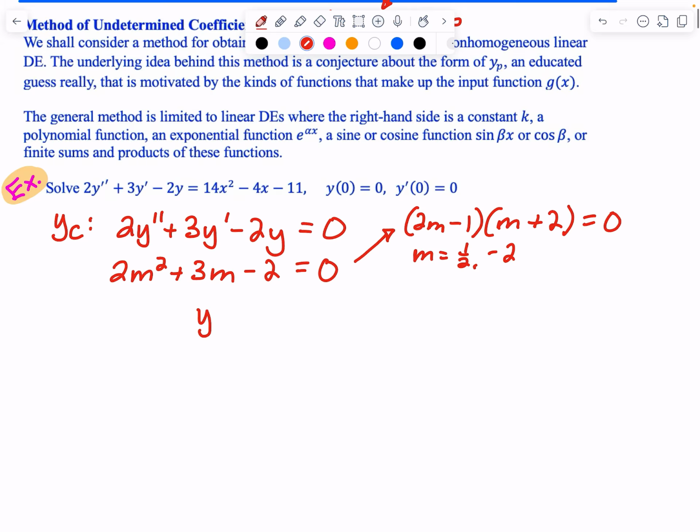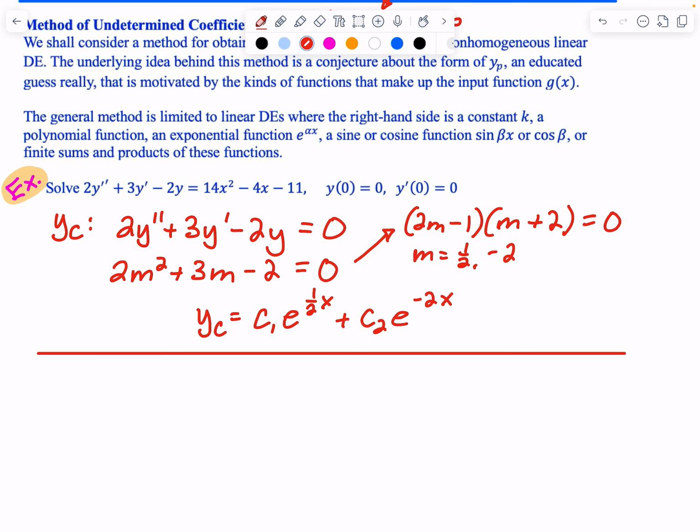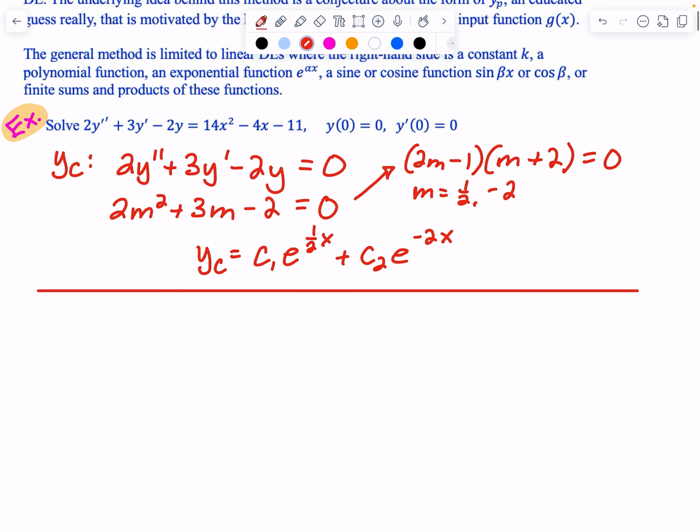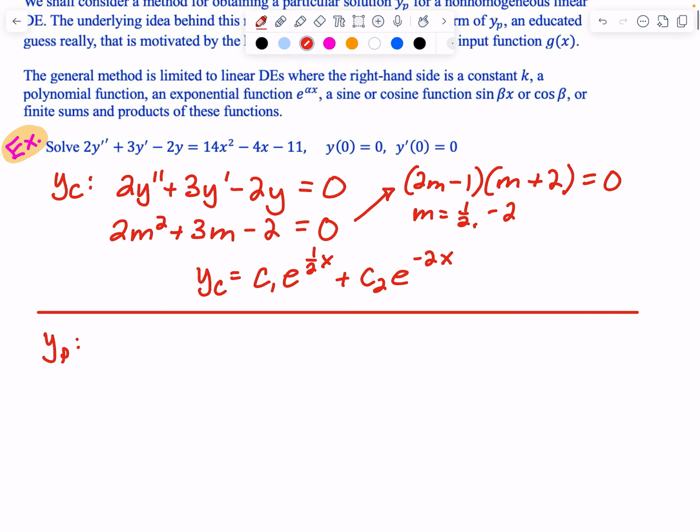So we have this solution y_c, and then just like the section before this, we have c1 e to the 1/2 x plus c2 e to the -2x. Okay, so we're going to hold on to that. We're going to use it in the very end to create our general solution. You'll do that every single time. This is going to tell us some stuff a little later in our lesson, so be aware that that's going to be important.